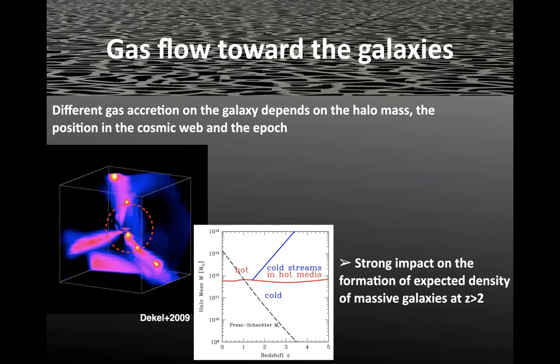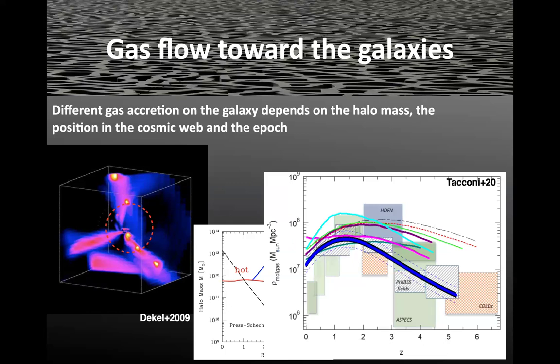At low redshift, you will have the gas heated to the virial temperature. What it means is that if you take the halo mass and the redshift, when you have a halo mass below 10 to the 12, you can feed your halo with cold gas. But if you are above 10 to the 12, basically at low redshift, the gas will be hot and you cannot form a lot of stars. You stop star formation. At high redshift, you have these cold streams, and you will be able to form stars much more easily. And this has a strong impact on the formation of massive galaxies at high redshift.